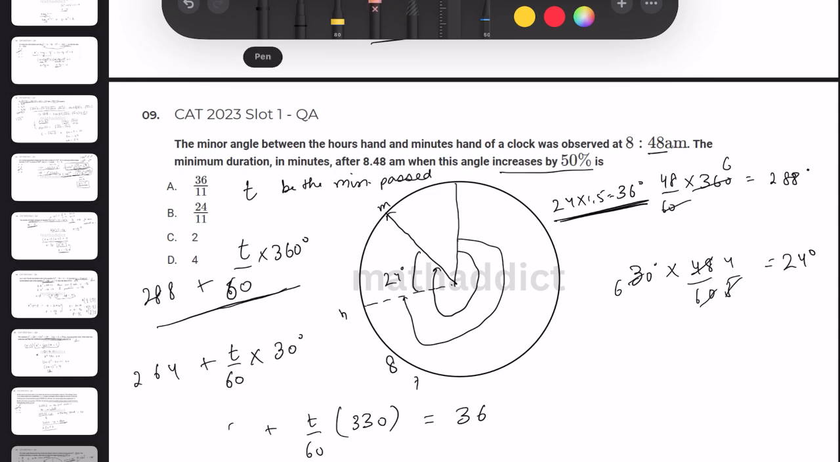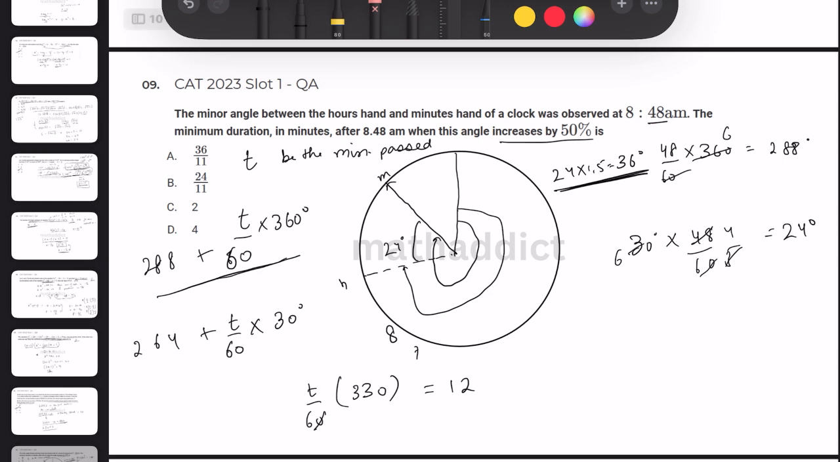So this is 24 degrees. This will give us, this becomes 12, the 0 gets cancelled. So that gives us t into 33 equals 72, which gives us t equals 72 by 33 minutes. So that becomes 24 by 11 minutes. So the answer is B.